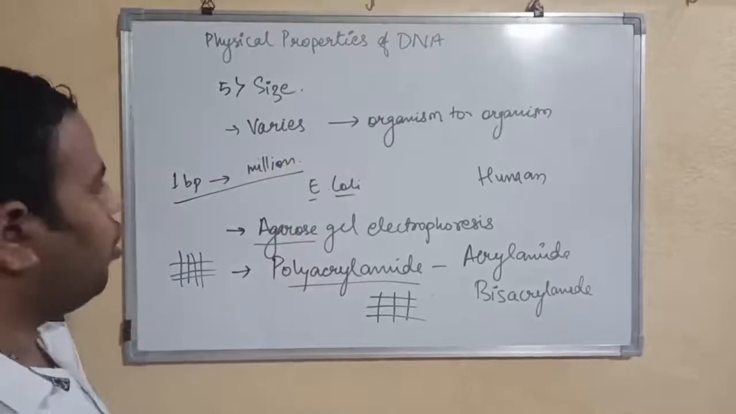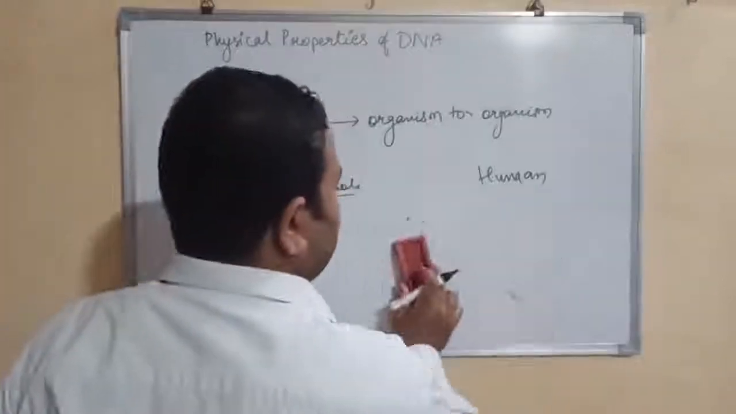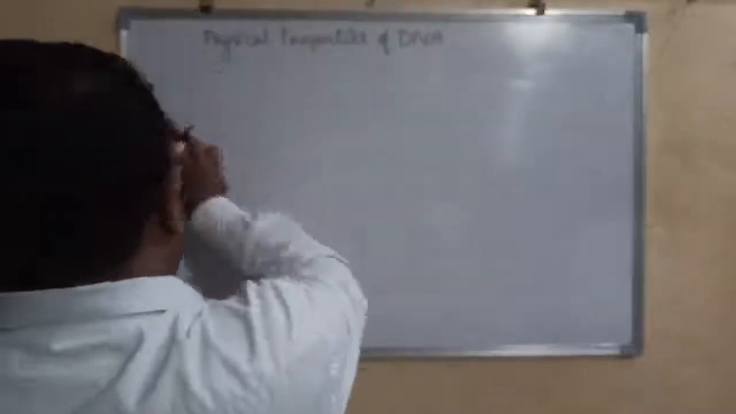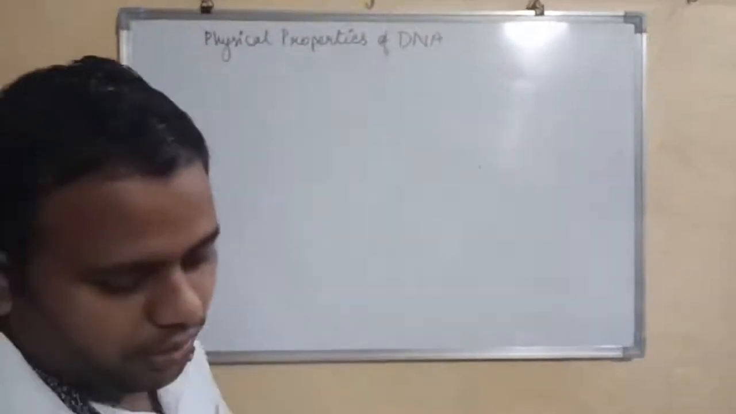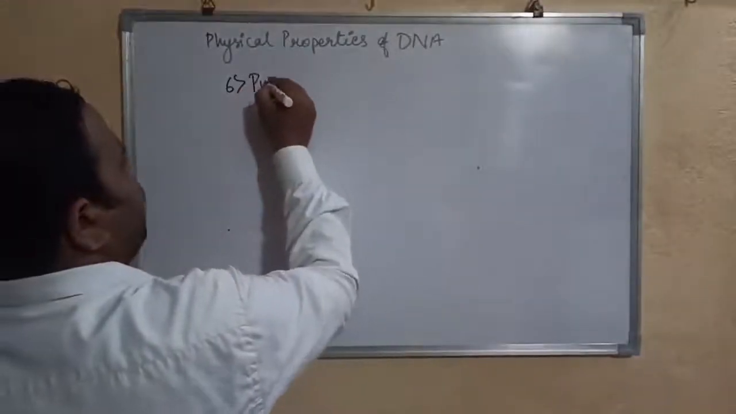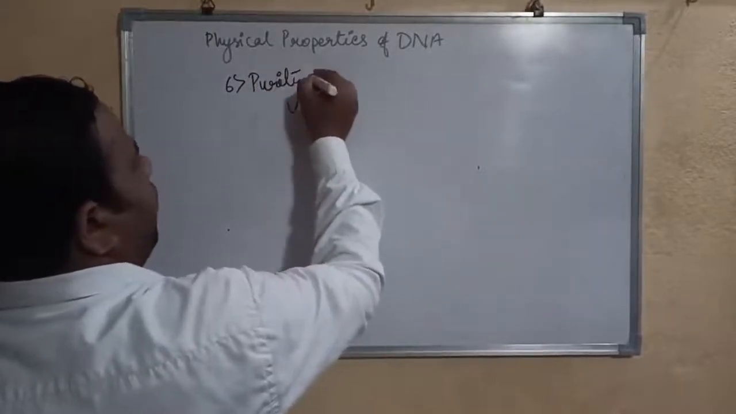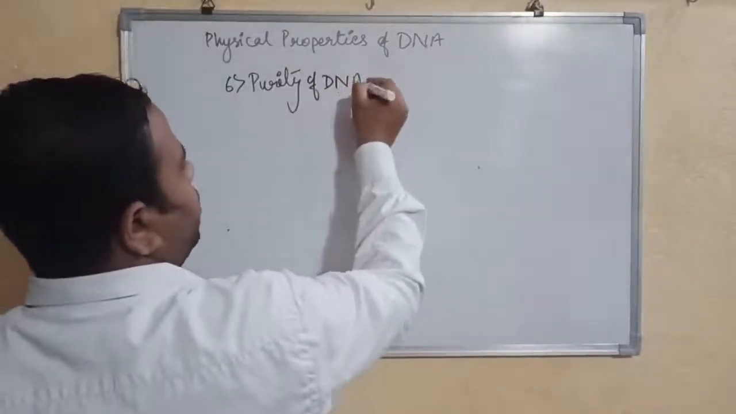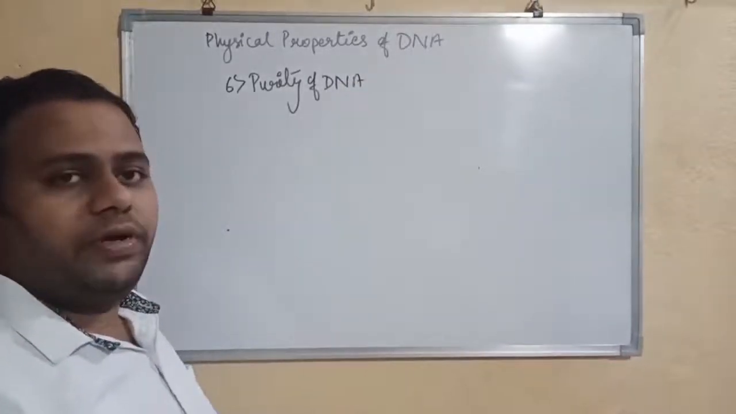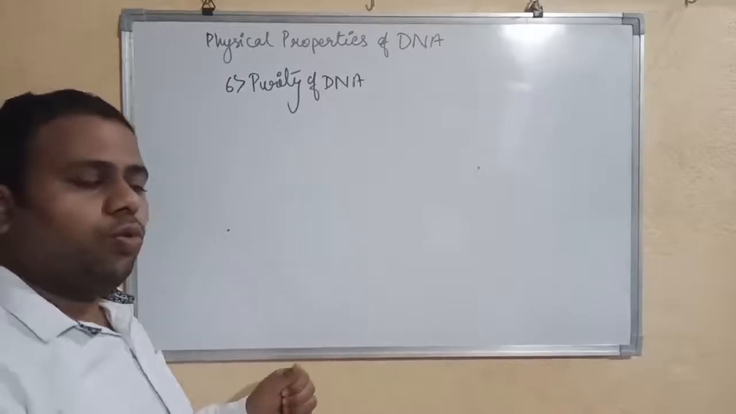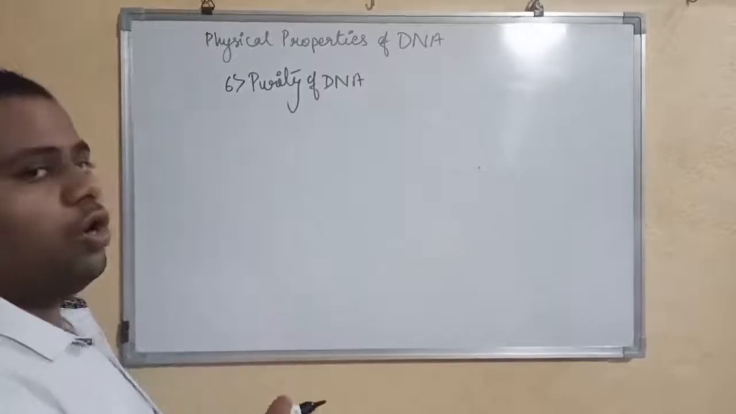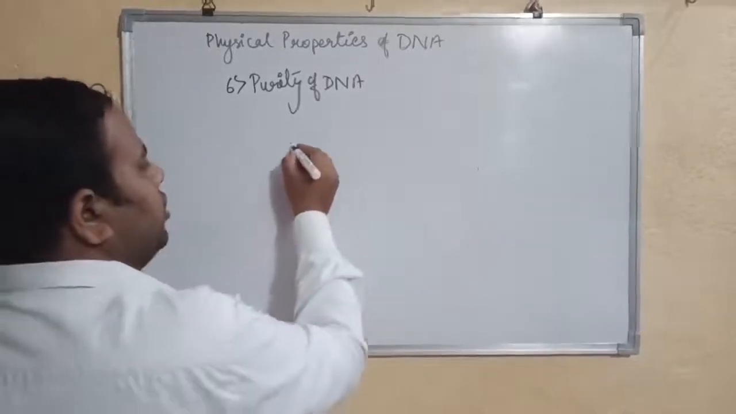So this was all about size, a physical property of DNA. Let's see the next property of DNA, that is purity of DNA. In molecular biology experiments, you know that there are lots of techniques to isolate the DNA. No technique is perfect. Sometimes the purity of DNA is not there. Purity of DNA means what?